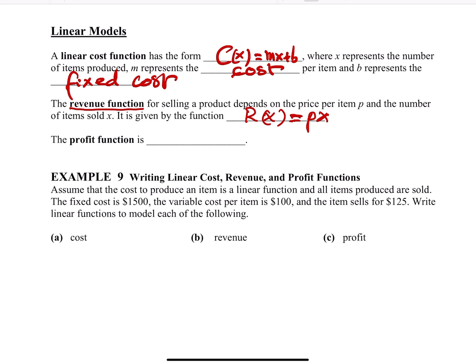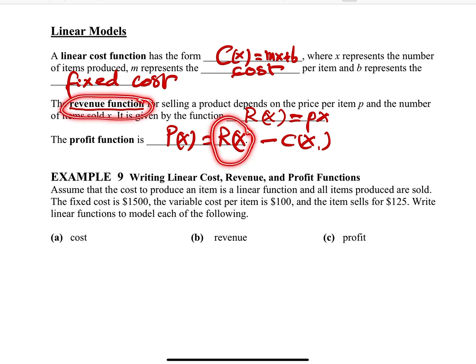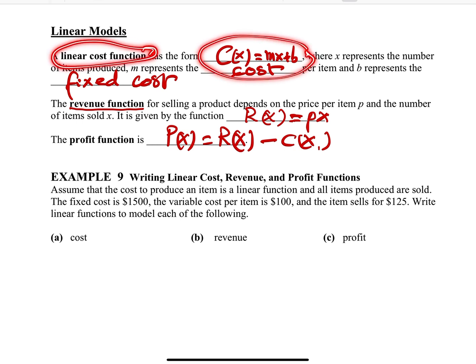A profit function is P(x). P(x) is R(x) minus C(x). And remember, P(x) is the profit function. Now, how can you find the P(x)? P(x) is equal to the revenue function, which is this one, minus the linear cost function, which is C(x). Okay? Good.